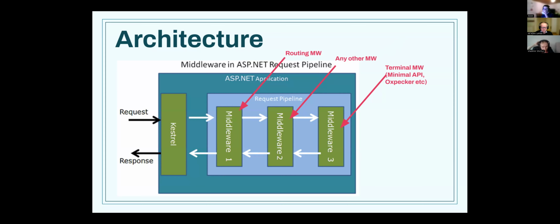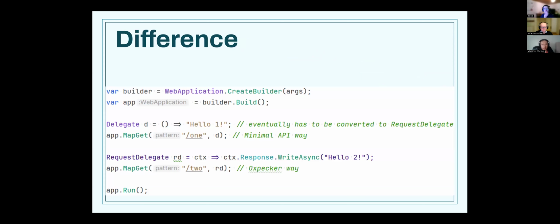So if you look at this picture, you can feel that most of the performance is characteristic of Kestrel itself, the server, and Oxpecker is actually just one of the middlewares at the end, just like minimal API. So let's have a look at the difference.